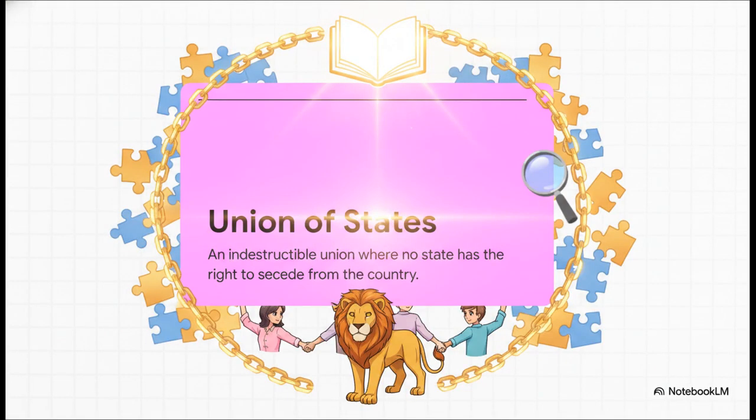Now, right after that is part I. What's really fascinating here is how Article 1 defines the territory. It famously declares India, that is Bharat, as a union of states, not a federation. This specific phrasing is absolutely crucial because it locks in the physical boundaries. It means India is an indestructible union. No state has the right to secede, period.